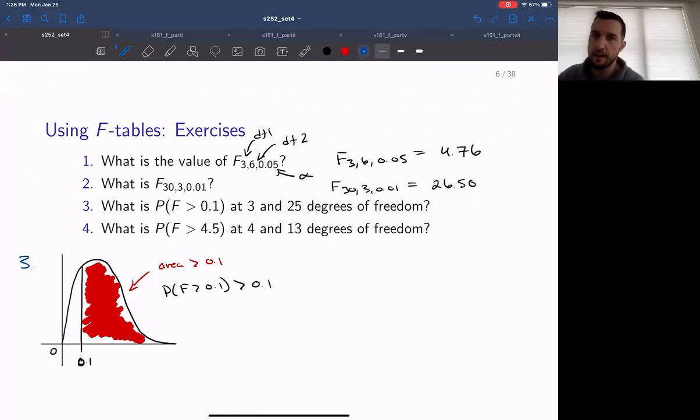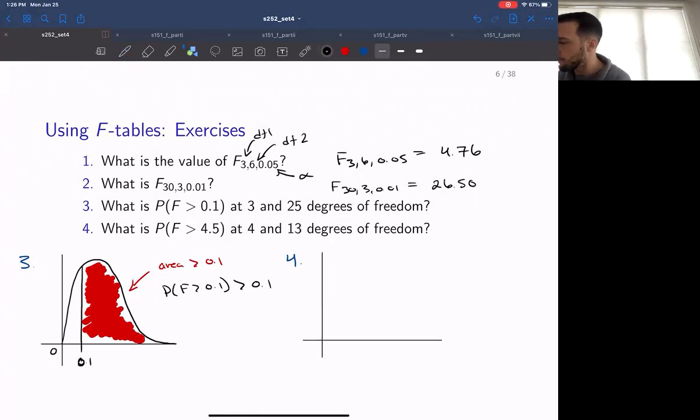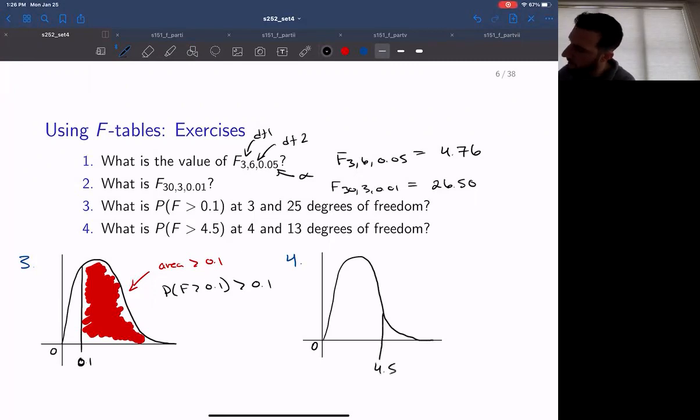So let's look at a second example to try and clarify this idea. In question 4, we have: find the probability that F exceeds 4.5 on 4 and 13 degrees of freedom. Here's our F value. This is going to be 4.5, and we want this red shaded part here. So this is what we're interested in. We are on 4 and 13 degrees of freedom.